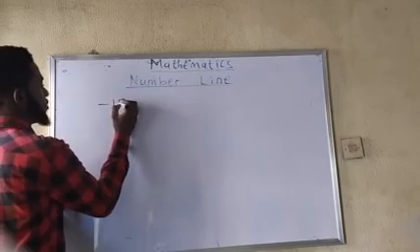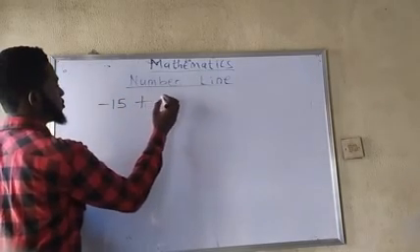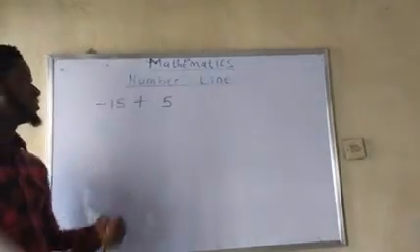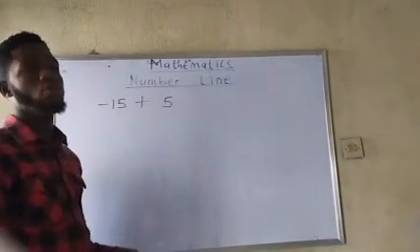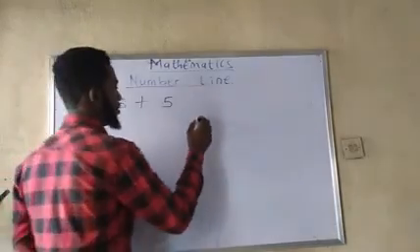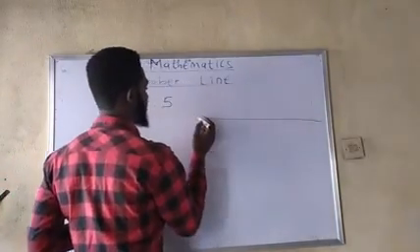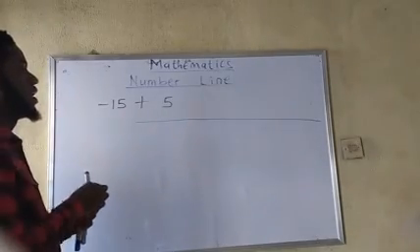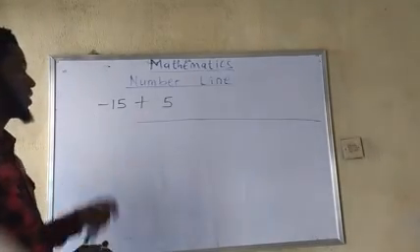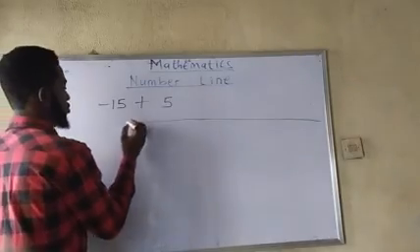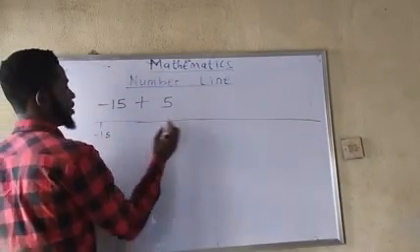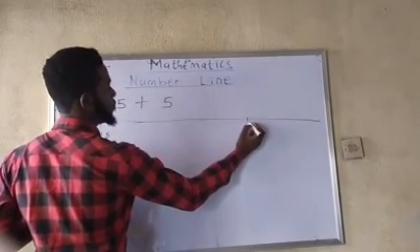minus 15 plus 5. A whole lot of people, many Nigerian students, will go to a number line and do this. Okay, number line is basically an array of numbers. So you're going to try and make sure that you have a reasonable amount of numbers. What's the lowest number here? Minus 15. So I'm going to try and accommodate minus 15. Okay. There should be a focal point, center point, which is 0.